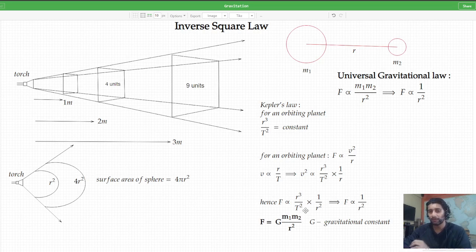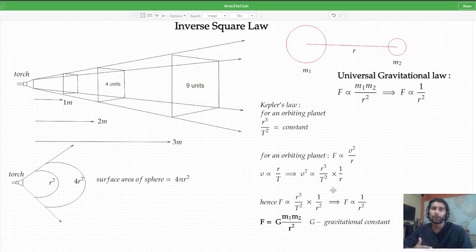So in the 16th century, there was a lot of data that was collected by astronomers, and one such person was Johannes Kepler, who was studying the orbiting planets. And in Kepler's law, he mentions that the ratio of the orbiting distance of the planet to the star and the time period with which the planet orbits, so r cube upon t square, this ratio is constant.